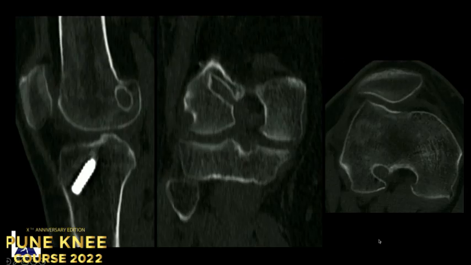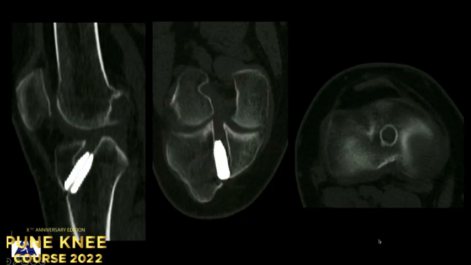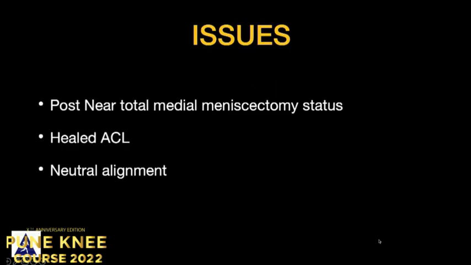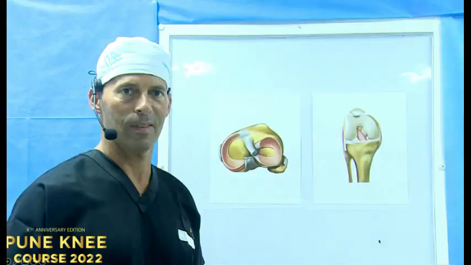These are his CT images showing the tunnel positions. The 3D CT image of the femoral ACL position. The tibial ACL position on a 3D CT. So the issues the patient has: he has a near total medial meniscectomy status, a healed ACL and a neutral alignment. So the plan here is right knee medial meniscus allograft transplantation by Dr. Pablo Gelber. Over to you.